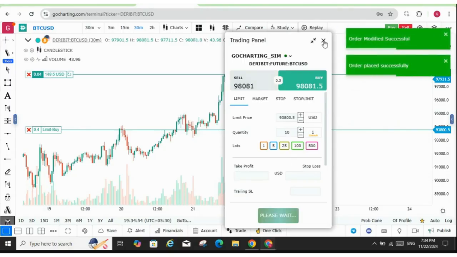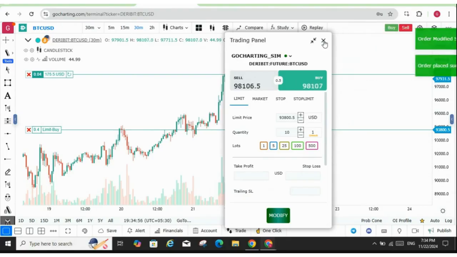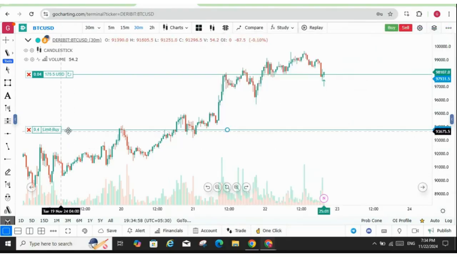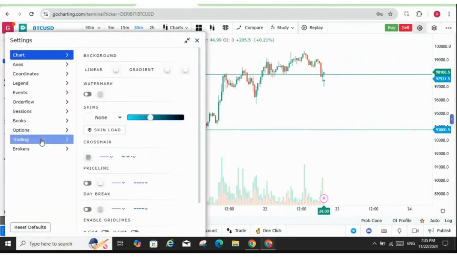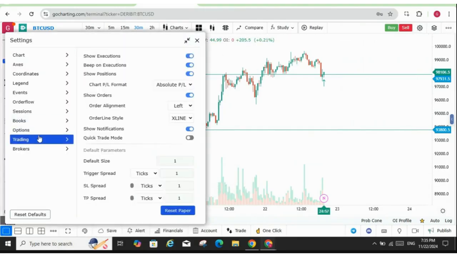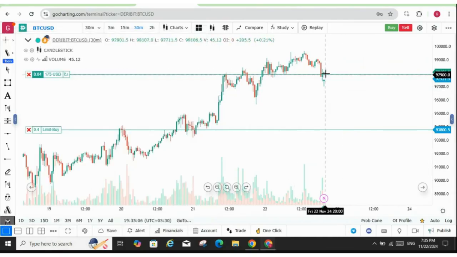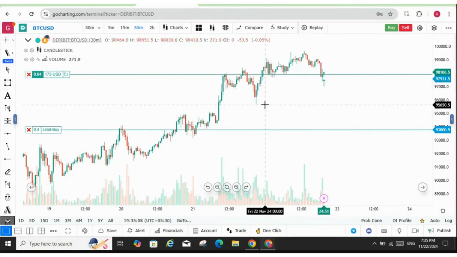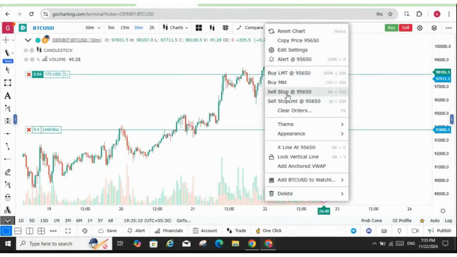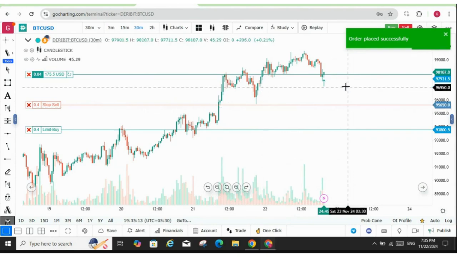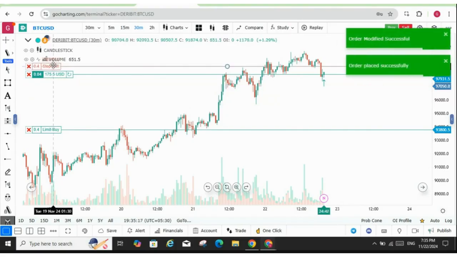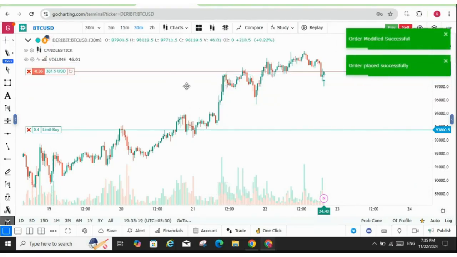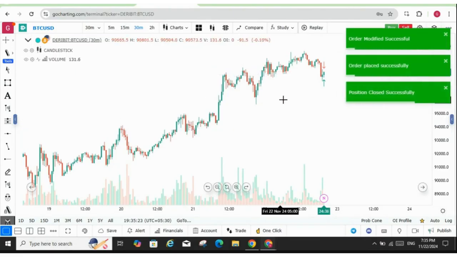So it depends on how you want to do this. I personally like this feature. I generally keep quick trade mode on. Okay, and after my entry has happened, suppose this is my entry, so this is my stop loss. I simply right click over here and sell stop, right? And if the market is going in my direction, I'll keep on trailing it like this. So this makes my trading life very easy. Okay, so let me close these things now first of all.